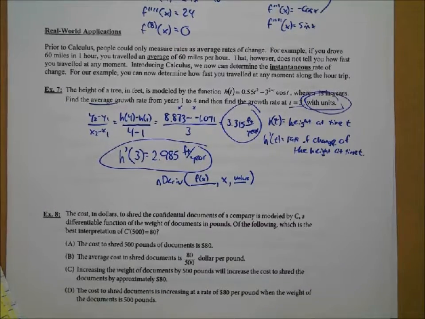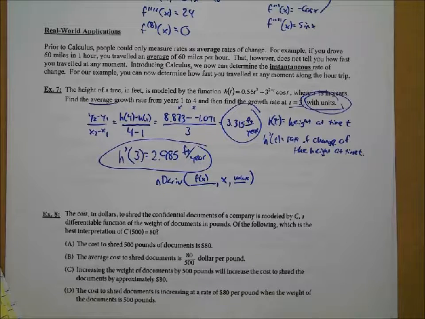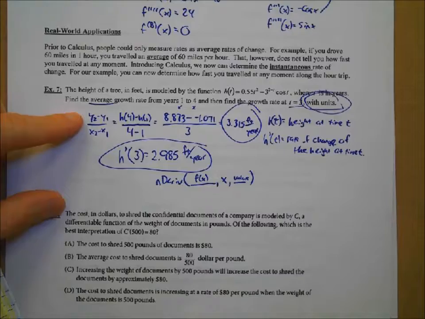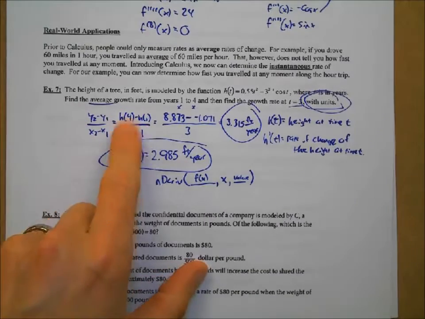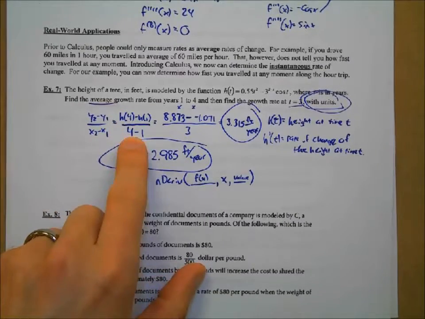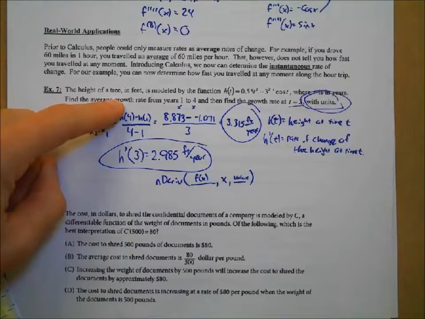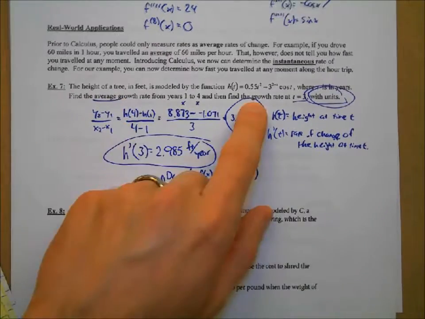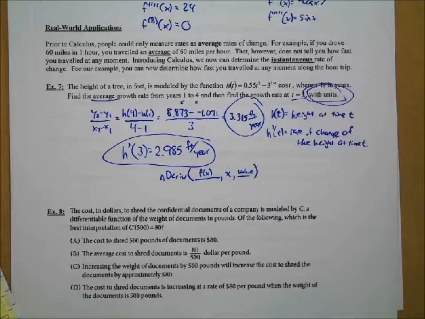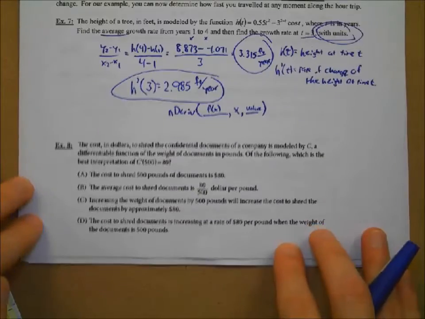Feet per year. Okay. Think about it like a slope, right? Think about your average rate of change here. We subtracted heights on top. We divided by time in years on the bottom. So it's feet on top divided by year. Feet per year, right? Here for the rate as well. Feet per year. Okay? All right, let's take a look at number 8 here.